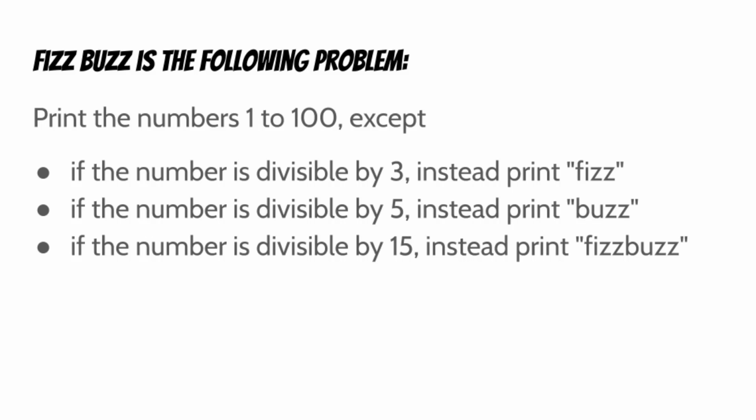Fizz Buzz is the following problem. Print the numbers 1 to 100, except if the number is divisible by 3, instead print fizz. If the number is divisible by 5, instead print buzz. And if the number is divisible by 15, instead print fizz buzz. Now you may be wondering to yourself, how could someone get 10 essays worth of material out of this one simple problem? Well, stay tuned.